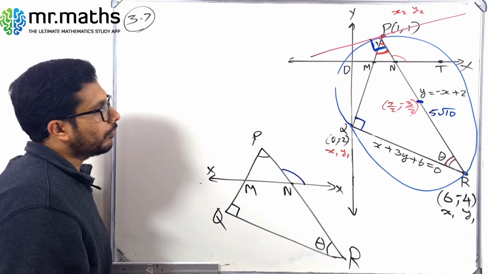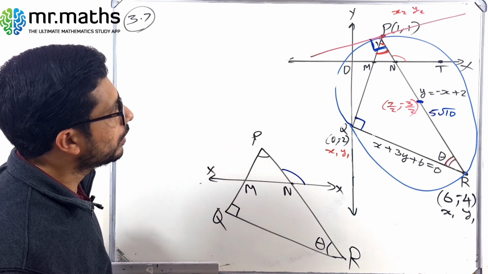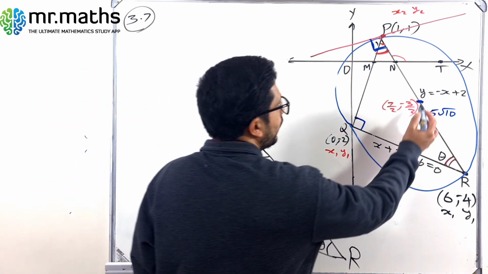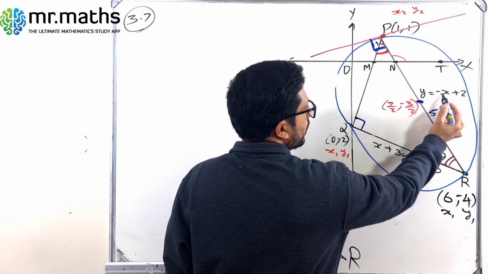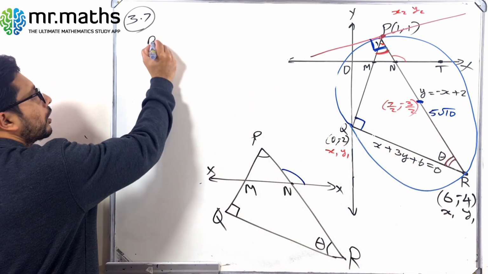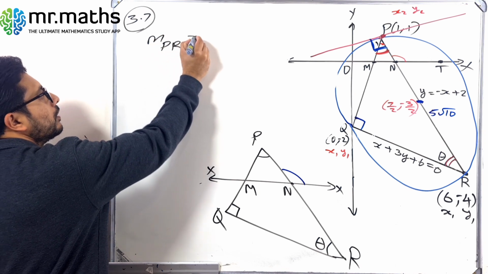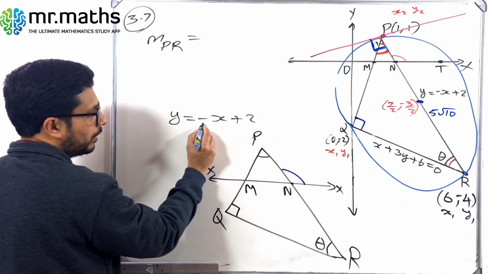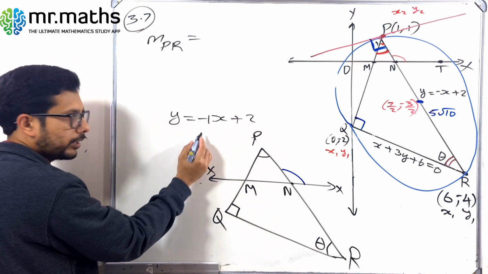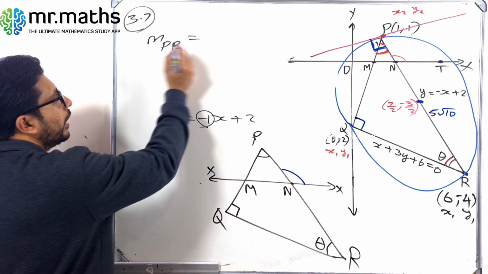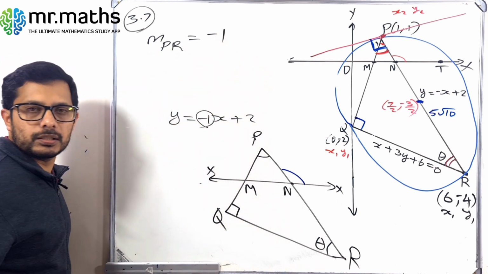So what is the gradient of that line PR? Here you can see that the equation of PR is y is equal to minus x plus 2. So what is the gradient of PR? Y is equal to minus x plus 2 means this minus 1 here, am I right? So that minus 1 is the gradient of the line PR.